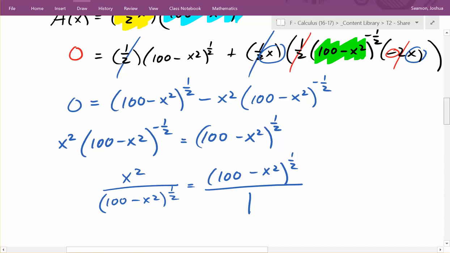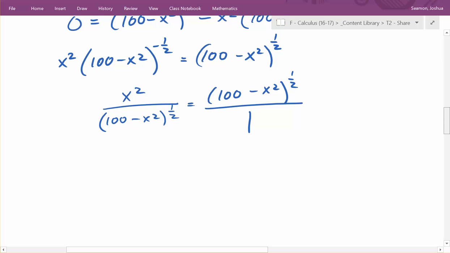So now what can we do, David? Well, no, you just told. What can we do now? We can cross multiply now. So what do we have? 100 minus x squared to the 1/2 times 100 minus x squared to the... Let's write it out first. I like that you see what we're doing.